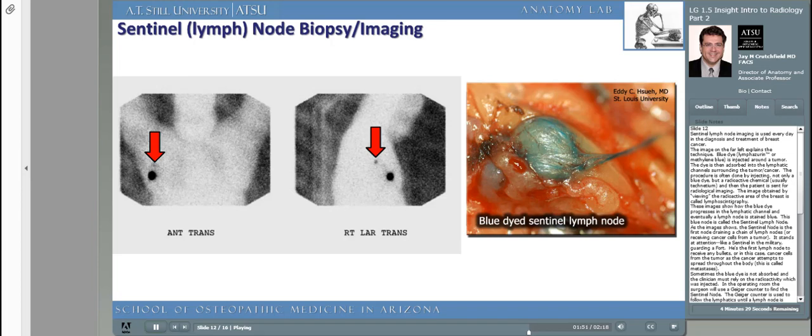It is removed and sent for pathological inspection to see if it contains cancer cells. If it does, it's a sign that the cancer has attempted and may be successful in metastasizing throughout the rest of the body. Both techniques, i.e. the injection of the blue dye and the injection of radioactive technetium, are complementary, often used on the same patient in the same operation in the same event, or in case one of these methods fails to demonstrate the sentinel node.